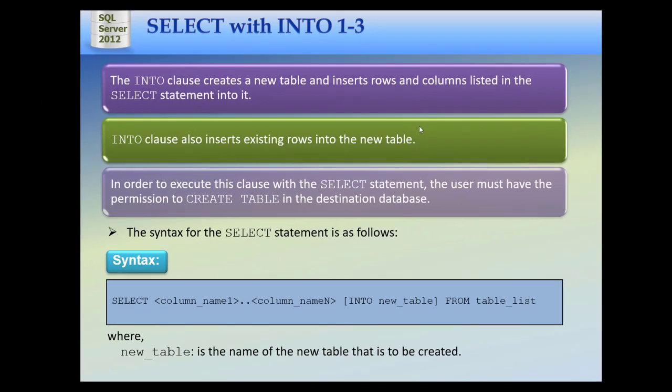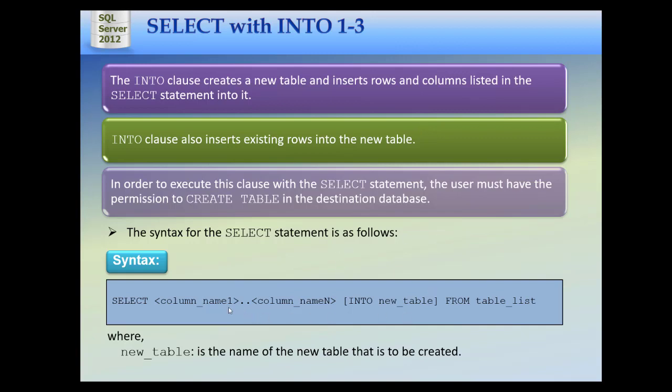Now we have the select into. The into clause basically creates a new table and inserts the rows and columns listed in the select statement into it. The into clause also inserts existing rows into the new table. In order to execute this clause with the select statement, the user must have the permission to create a table in the destination database. Now this means you're not going to execute this in the AdventureWorks database. We're actually going to get these records and insert them into our cast DB.